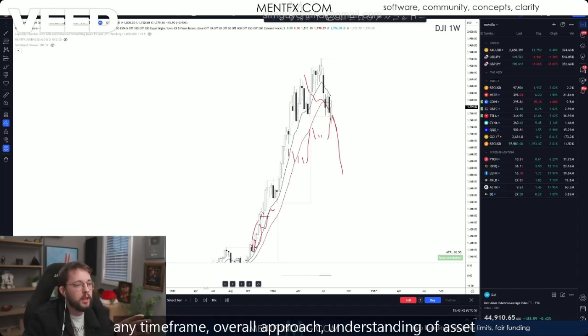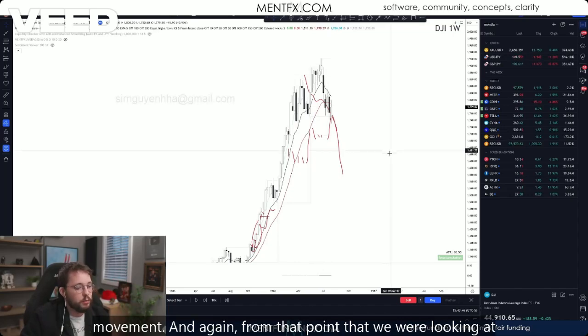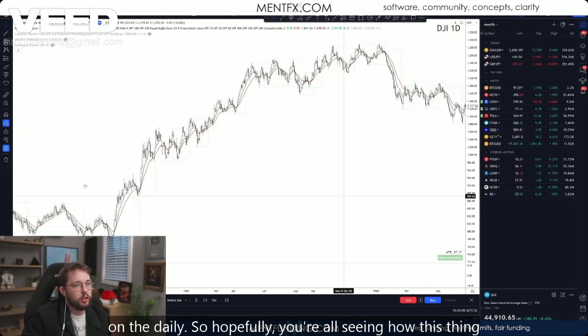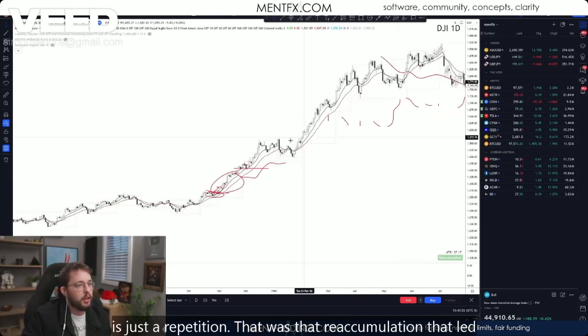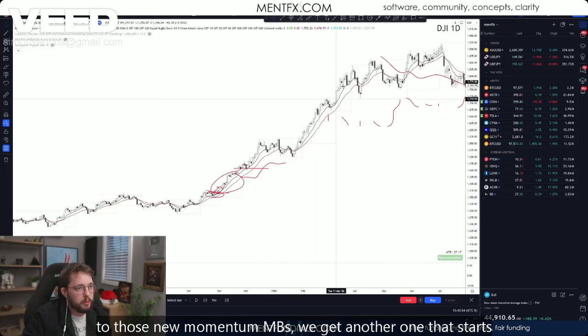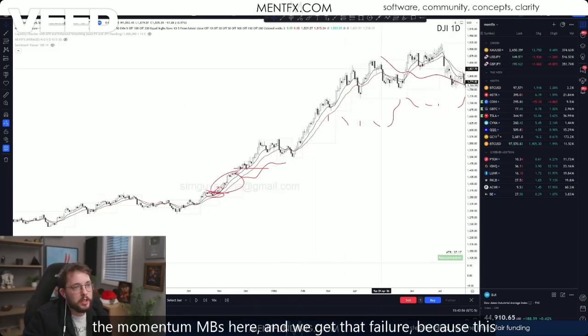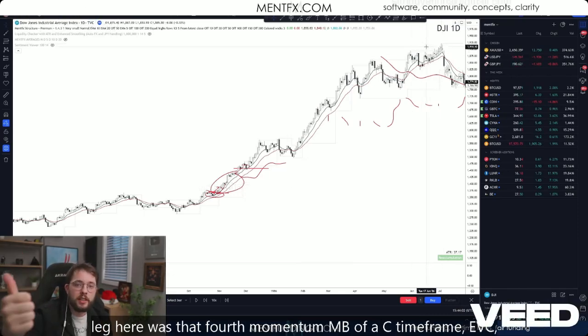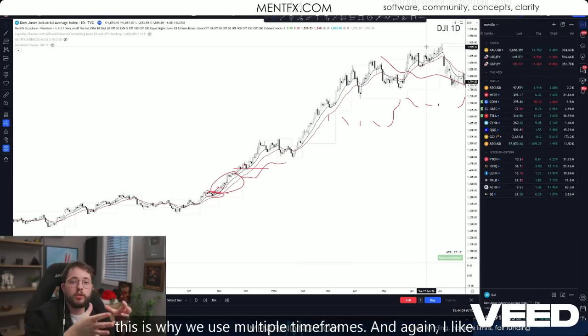Professional beauty. Any timeframe, overall approach, understanding of asset movement, and again, from that point that we were looking at on the daily. So hopefully you're all seeing how this is just a repetition. That was that reaccumulation that led to those new momentum MBs. We get another one that starts the momentum MBs here, and we get that failure because this leg here was that fourth momentum MB of a higher timeframe. This is why we use multiple timeframes.